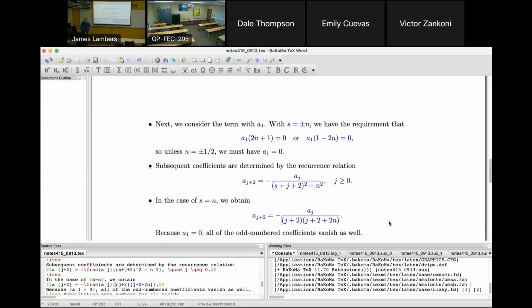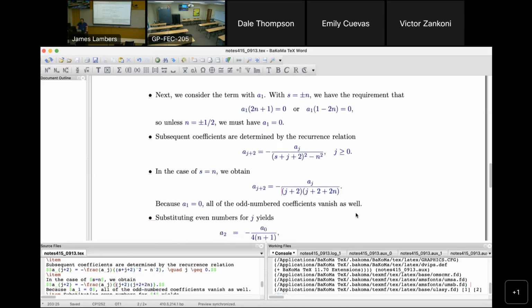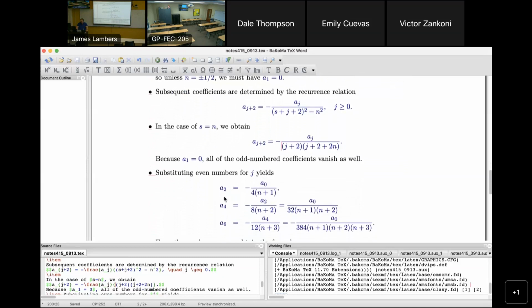So a2 comes from a0, a4 comes from a2, a6 comes from a4, and so on. a3 comes from a1, but a1 is 0, so a3 will be 0. And a5 and so on. So all odd numbered coefficients will be 0. So we're only going to have the even numbered ones. We just need to figure out what the pattern is from this recurrence. And the best way to do that is to work a few out and see what pattern emerges. So go ahead and compute a2, a4, a6.